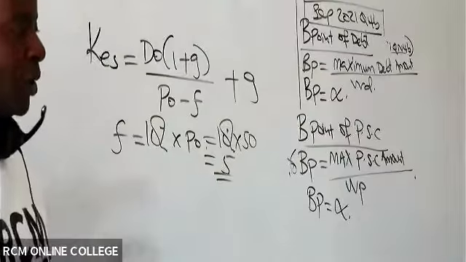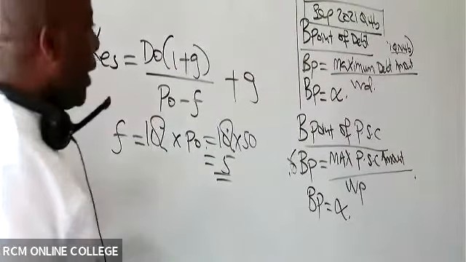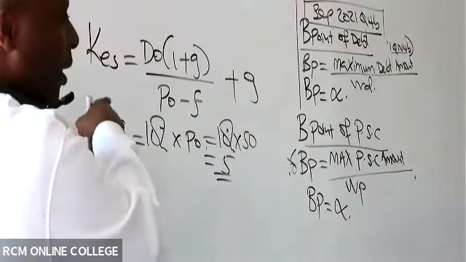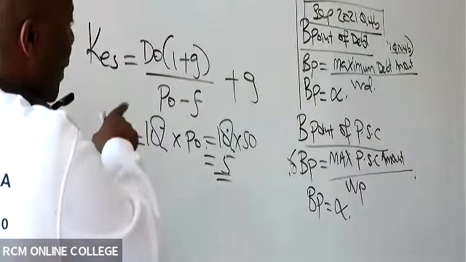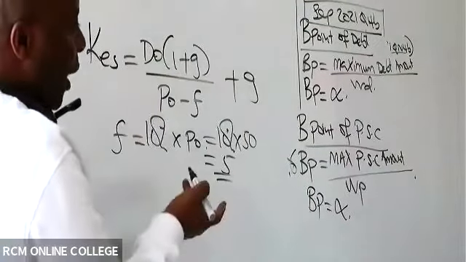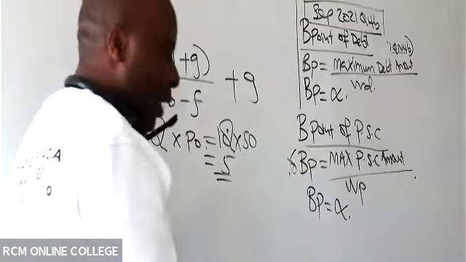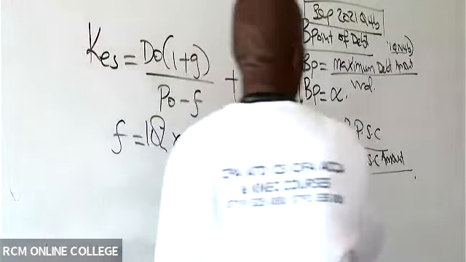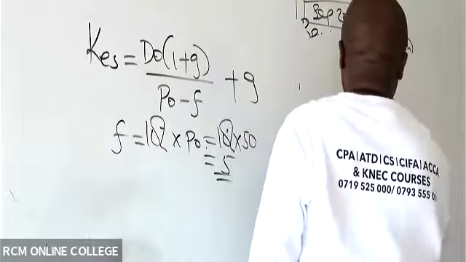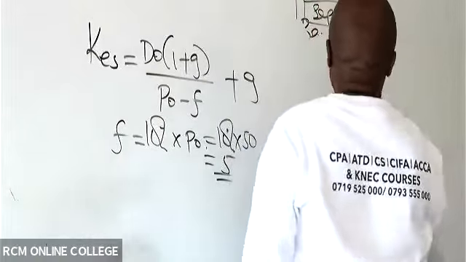Thank you so much. And then we now have everything that can enable us to get this Ke. Ke is the cost of equity, ordinary shares. Now we have everything that can easily give us the answer.